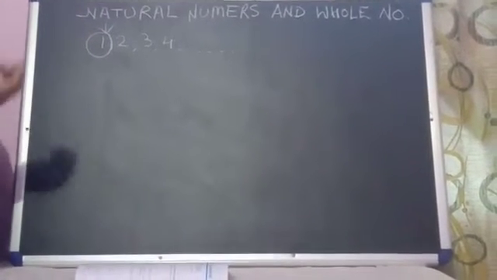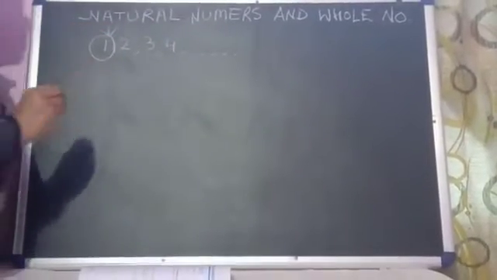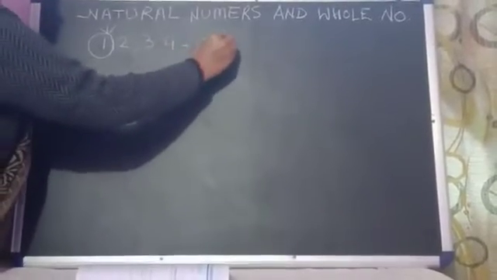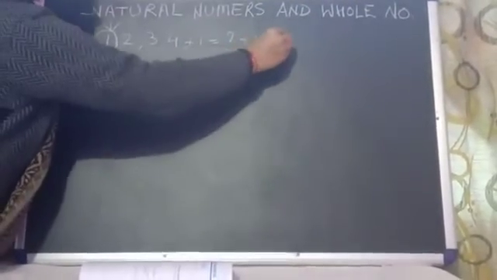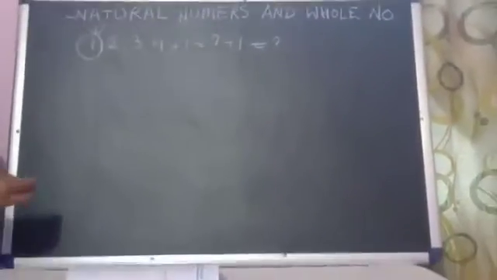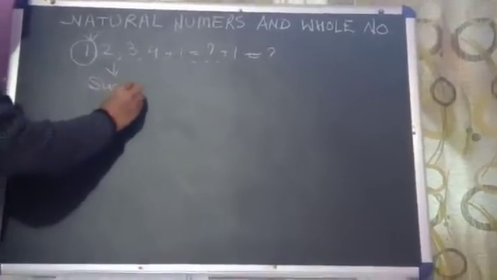And if I ask you which is the largest natural number, there is no largest natural number, because by adding 1, you can get the next number. Then by adding 1 again, you can get the next number. So there is no largest natural number. Now we have two things, successor and predecessor.